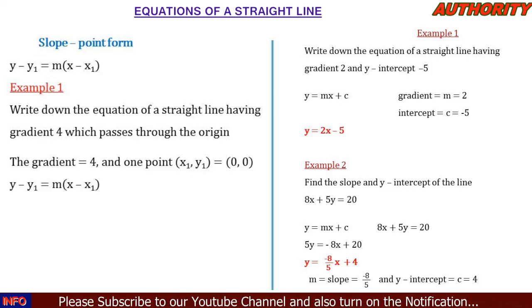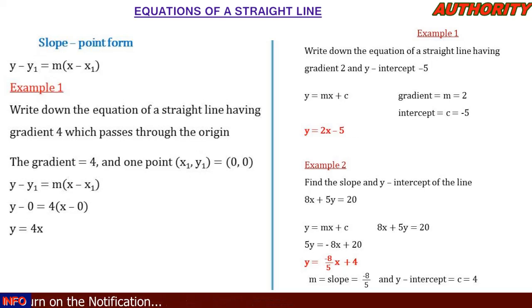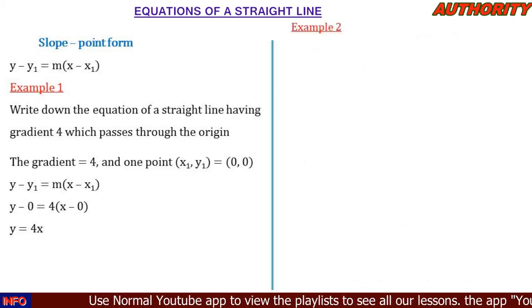Applying our formula, we have y minus y1 is equal to m open bracket x minus x1. So here we have y minus 0 is equal to 4 open bracket x minus 0. Y minus 0 is y, and x minus 0 is x, times 4 is 4x. So the equation of the straight line, which has a slope 4 and passes through the origin, is y is equal to 4x.